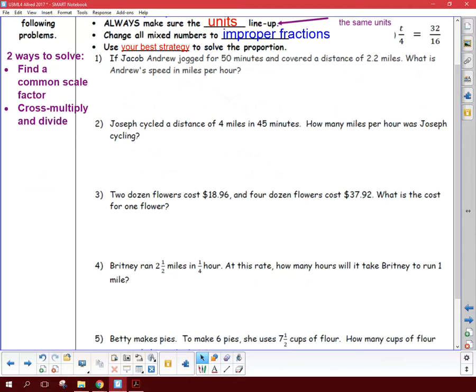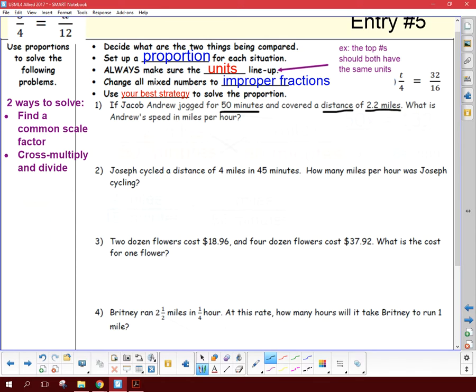We're going to read number 1. When you read a word problem, you should always underline the key words. You should always box the question. It says Andrew jogged for 50 minutes and he covered a distance of 2.2 miles. Those are the 2 things being compared, the minutes and the miles. What is his speed in miles per hour? There are 60 minutes in 1 hour.